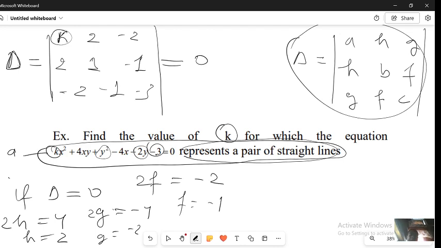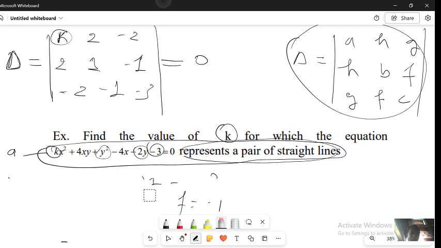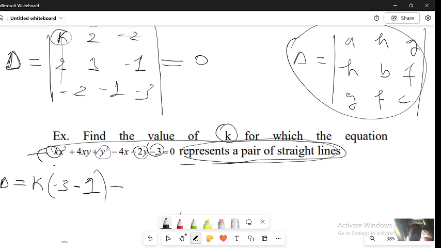Let's see now how to determine the value of this delta. This delta is going to be equal to this determinant with k. If I close this row and column, I will have 1 multiplied by minus 3, which is minus 3. 1 multiplied by minus 1 is minus 1. Minus 1 multiplied by minus 1 is going to be 1. Minus 1, minus, because the signs go positive, negative, positive. Then minus the value of this one, 2.